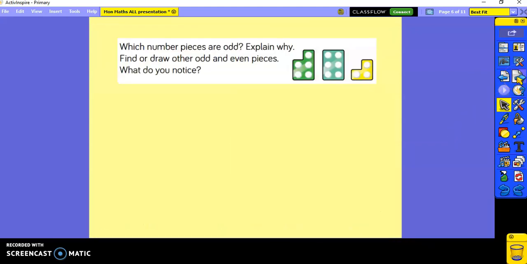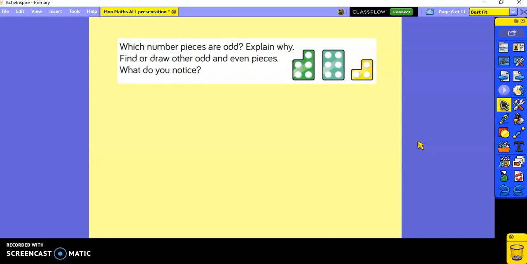Now you might want to remember that pattern today because all of your work is linking to odd and even numbers. So here's a little question for you to have a go at. Which number pieces are odd? We've got some pictures of some Numicon here. Explain why. Can you find or draw other odd and even pieces? I know that we've used Numicon a lot at school, so I'm sure that lots of you can draw what the different numbers look like. What do you notice? So pause your video here and have a go at working out the answer and showing me some different ways.